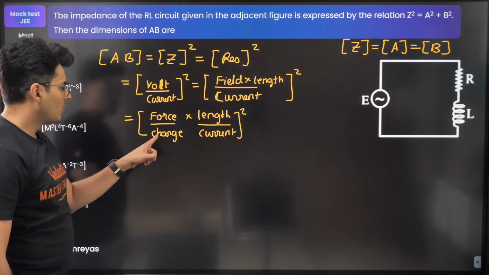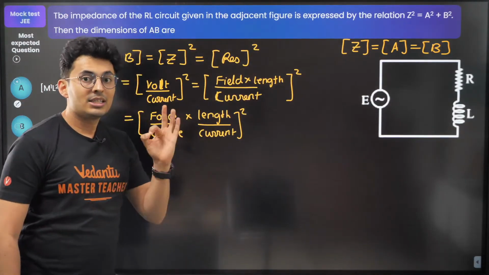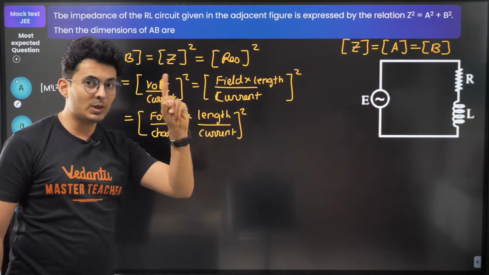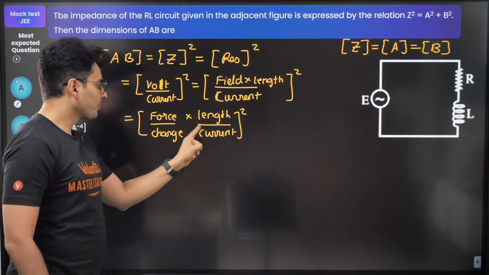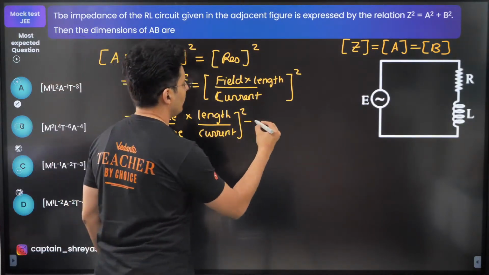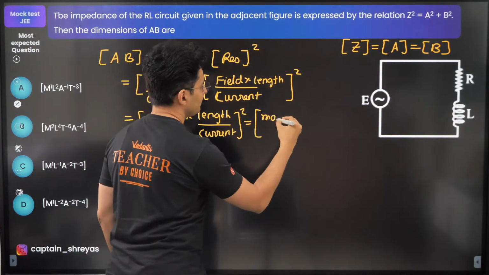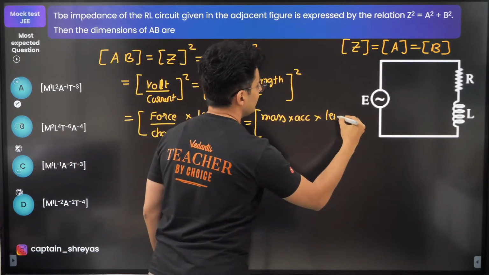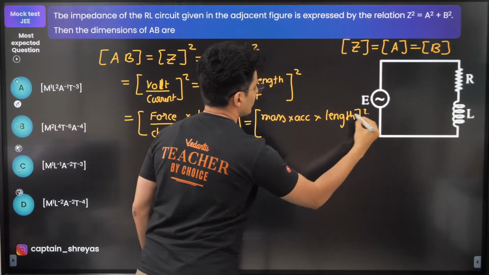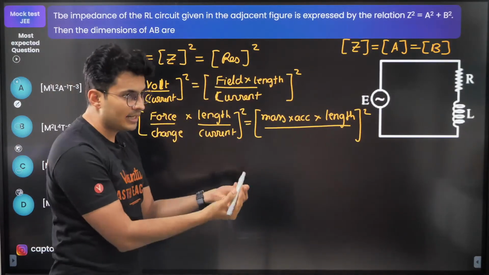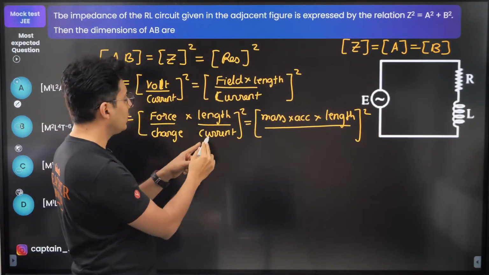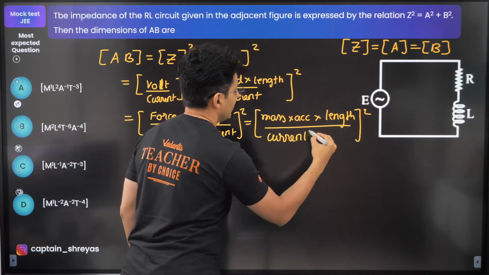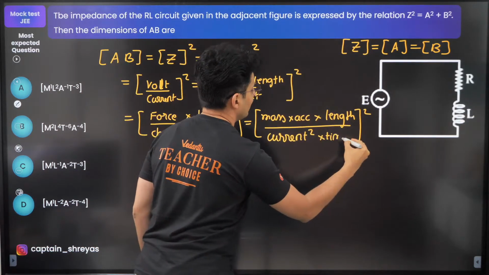Now charge is not the SI unit. Charge is actually the derived unit. So you have to convert it into current because current is the fundamental unit. So first of all, what is force? Force is mass into acceleration, and this is obviously length, this whole thing square, and charge is current into time. So current into time into current will become current square into time. This is what I got.